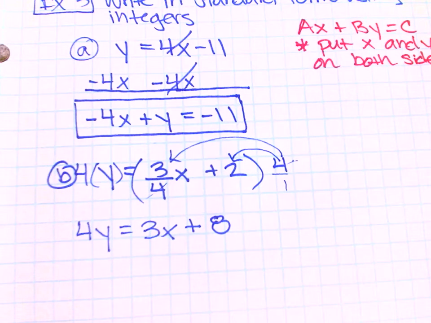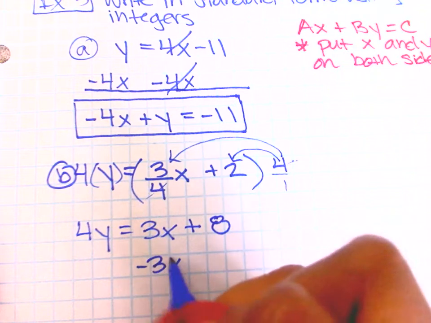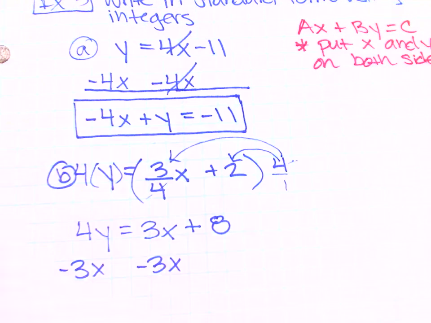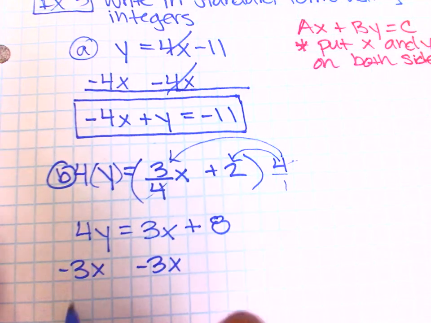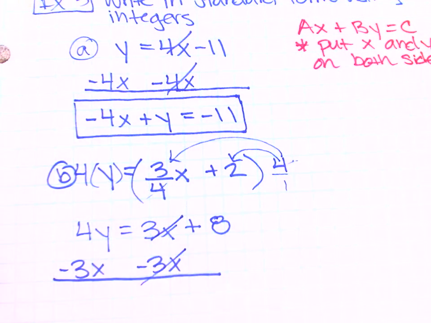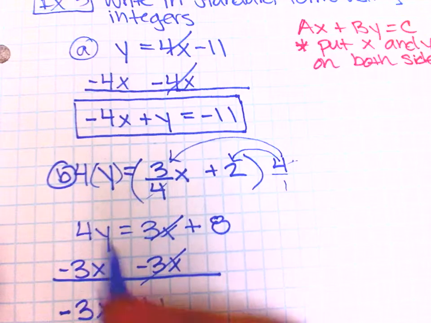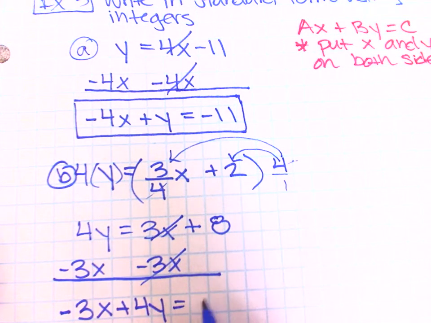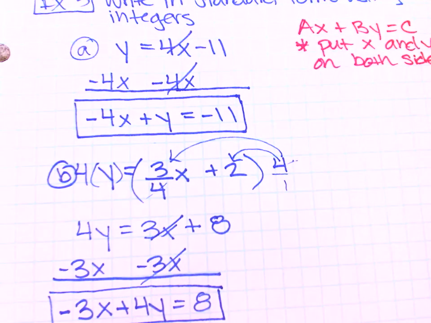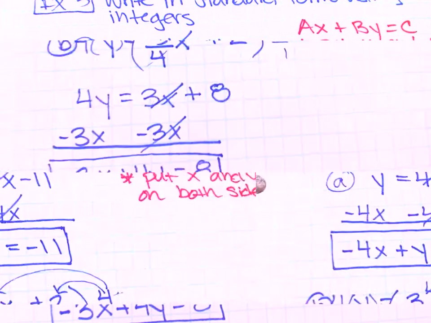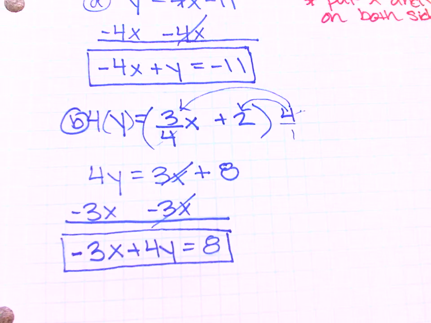So now, in order to get x on both sides, I'm going to subtract 3x on both sides because it's a positive. Positive 3x and negative 3x cancel. I'm left with minus 3x plus 4y on this side equals what's left over? 8. Now, standard form does not have fractions, so that's why we have to get rid of that first. Okay? Let's try another one here.